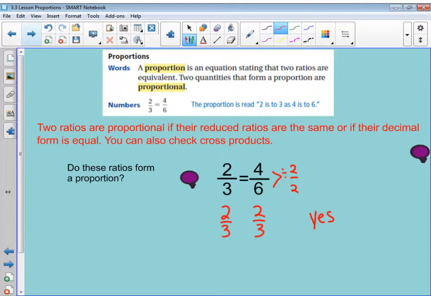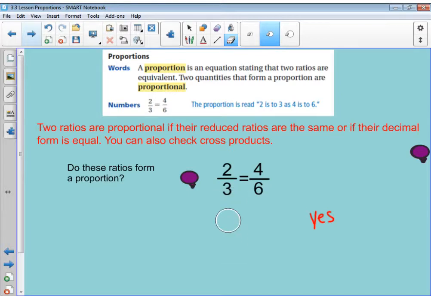Somebody else may have said, hey, I want to make them equivalent, but instead of reducing them, I'm going to change this front fraction, because if I took 2 times 2, I could get 4. So then I would have to go times 2 on this. Would that give me 6? Yeah, it would give me 4/6. And here we ended up with the same fraction. So once again, yes, it would be proportional. Okay, so that's doing equivalent fractions.